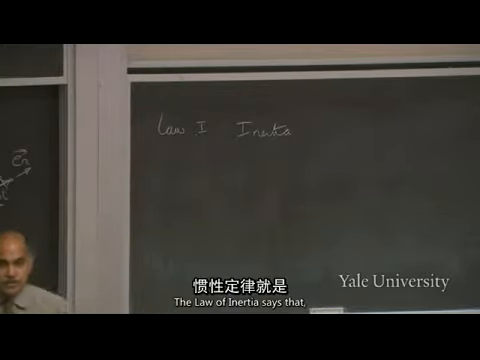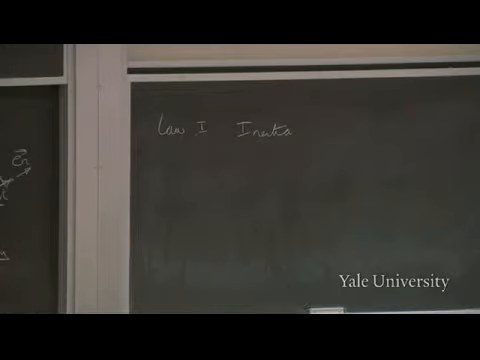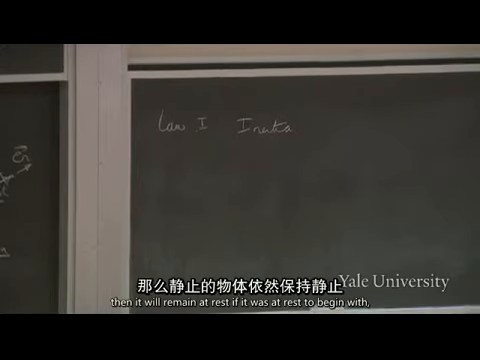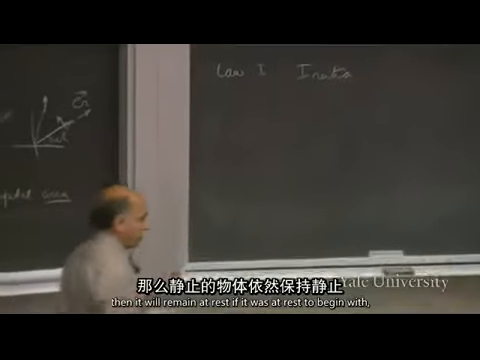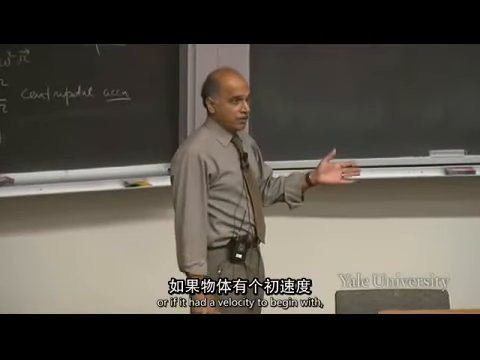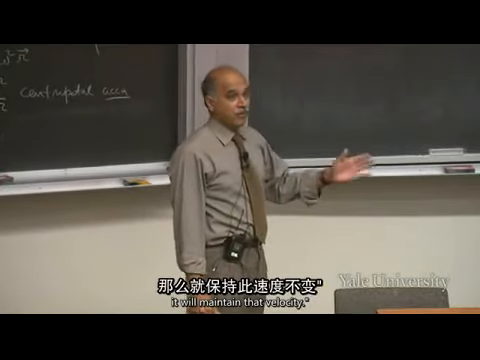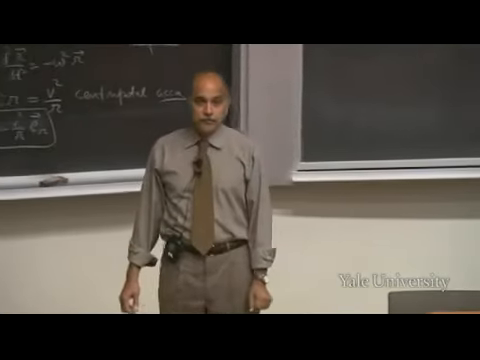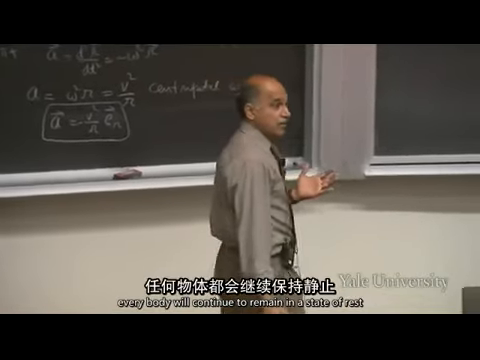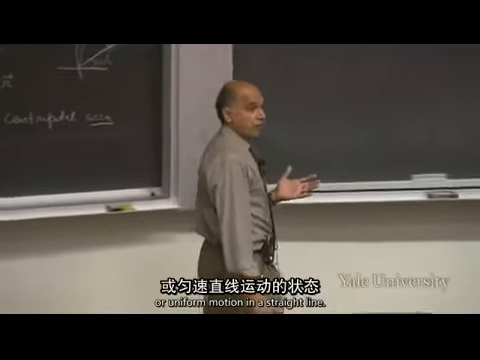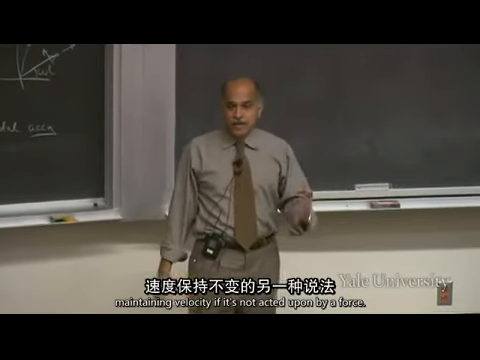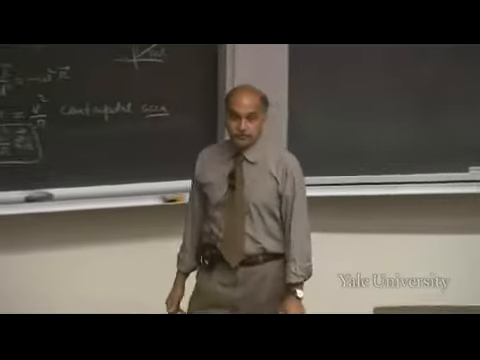So let me just say it and talk about it. Law of inertia says that if a body has no forces acting on it, then it will remain at rest if it was at rest to begin with, or if it had a velocity to begin with, it will maintain that velocity. So one way to say it is every body will continue to remain in a state of rest or uniform motion in a straight line. That's another way of saying maintain a velocity if it's not acted upon by a force.